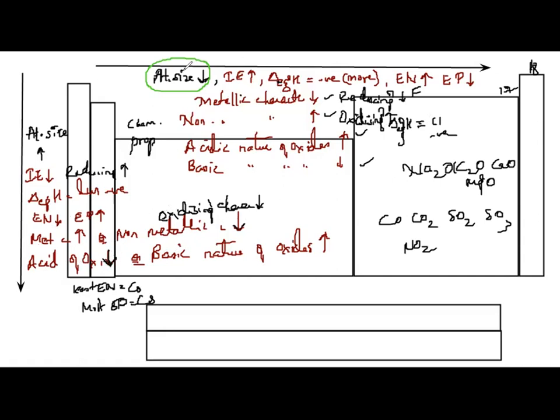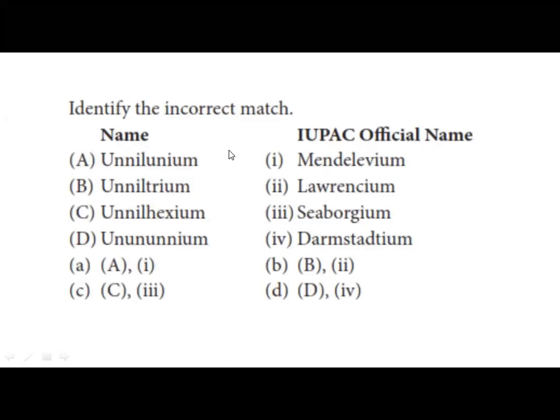So this is about the periodic trends in physical properties and chemical properties of elements in the periodic table. So with a brief concept of this concept map, what we have discussed, we'll move to the first question.